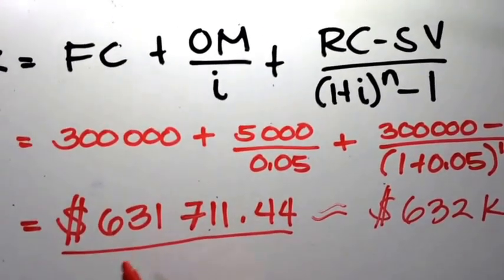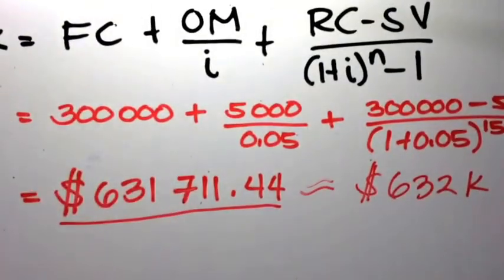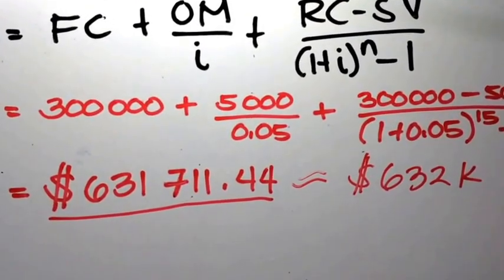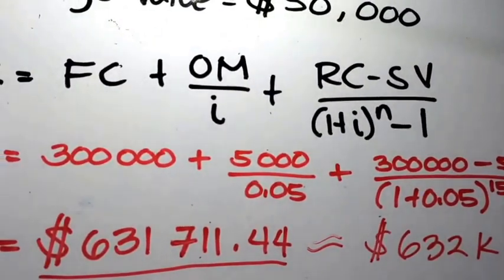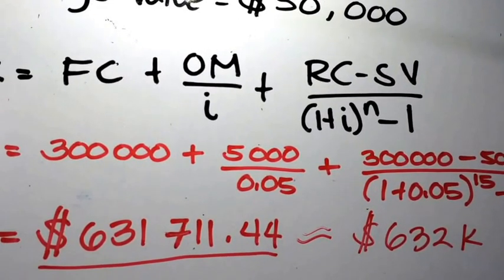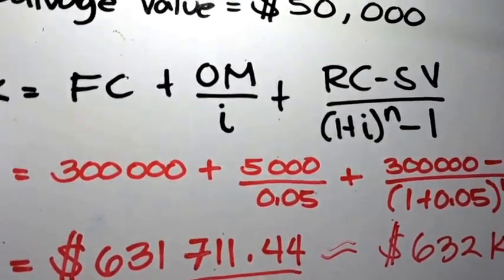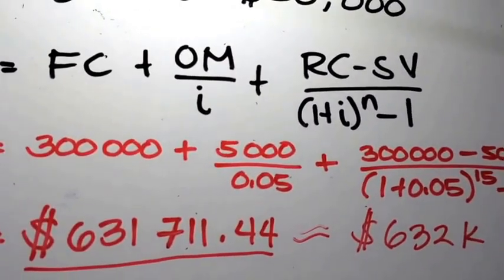The capitalized cost simply means how much capital or how much money you should invest in order to sustain your original machine. So you need to invest this much so you can always have the machine working. You can replace it and you can maintain it just perpetually, continuously, as long as you invest this money at the rate of 5%. So that is one example of capitalized cost.